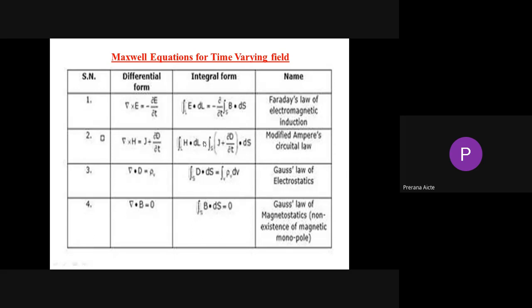This is nothing but the line integral of H dot dL, which is equal to the surface integral. So the cross product is defined in terms of line integrals to surface integrals, whereas the dot product is defined from surface integrals to volume integrals. This is for the time varying fields.